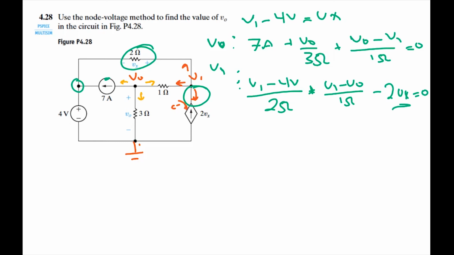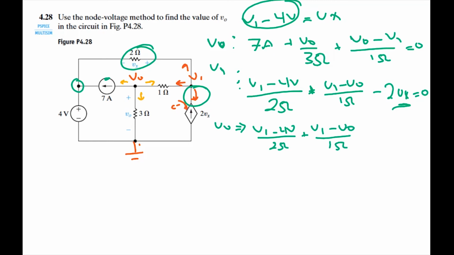But what are we going to do with this Vx here? Well, we know that Vx is just V1 minus 4 volts. So then we can rewrite it as V1 minus 4 volts over 2 ohms plus V1 minus V0 over 1 ohm minus 2 times V1 minus 4 volts, which is all now equal to 0.